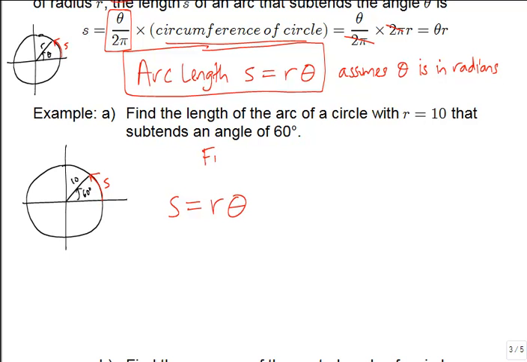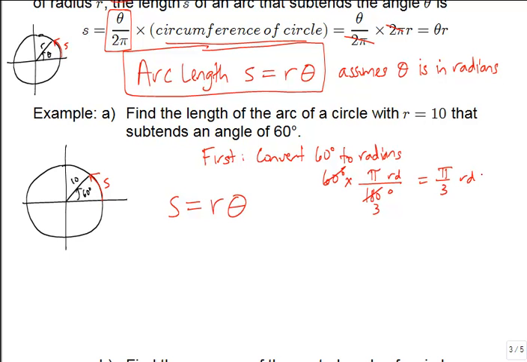So first we have to convert 60 degrees to radians. Hopefully you already know what that is, but in case you don't, we're just going to do our conversion factor, put degrees on the bottom, radians on the top, pi radians in 180 degrees. 60 goes into 180 three times, so 60 degrees is the same as pi over 3 radians. So to find out what this s is, I'm just going to use my radius of 10 times my theta, but I'm using the theta in radians, so that's pi over 3. So this arc length is 10 times pi, or 10 pi, all over 3.